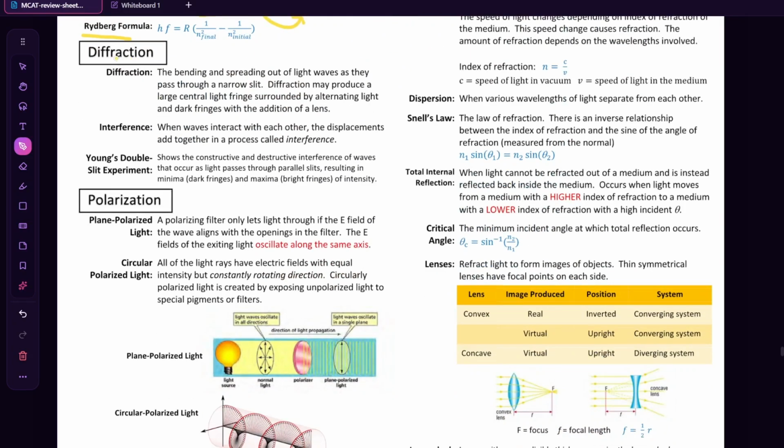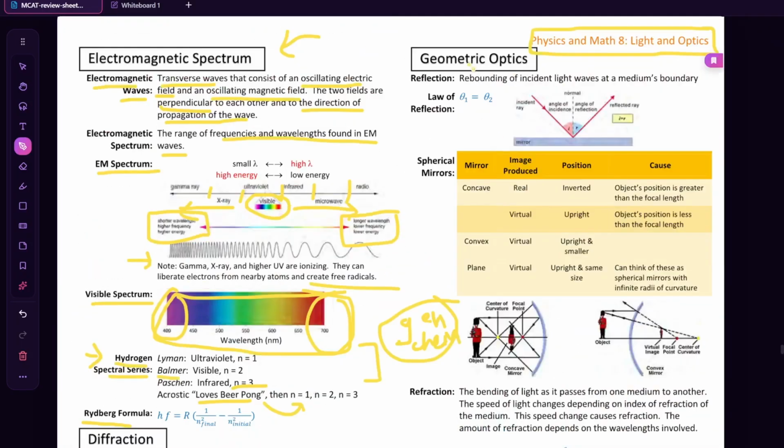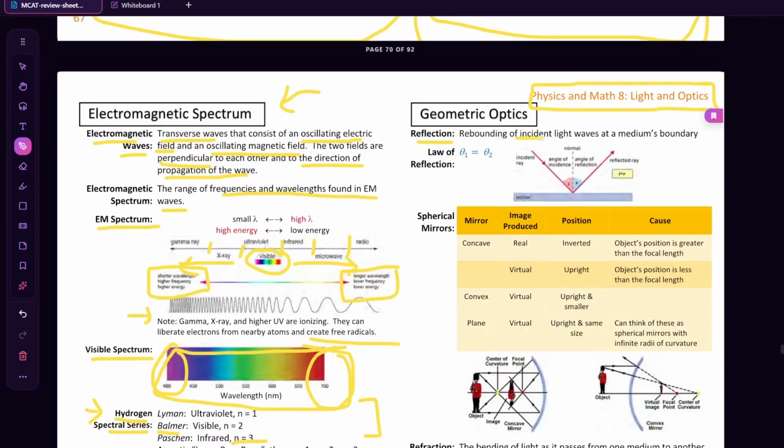So let's go into geometric optics. Let's go into reflection first. So this is the basics. Reflection is the rebounding of incident light waves at a medium's boundary. So basically the law of reflection is a simple rule where the angle at which the light comes in is the angle of incidence. So this is the angle of incidence here. And then the angle of reflection is right here. And then your normal is always halfway between them. The normal is an imaginary line that's perpendicular to the reflecting surface. So here's the surface, which is the mirror.